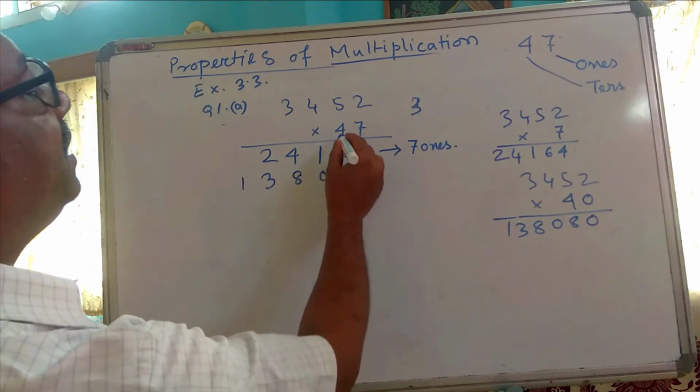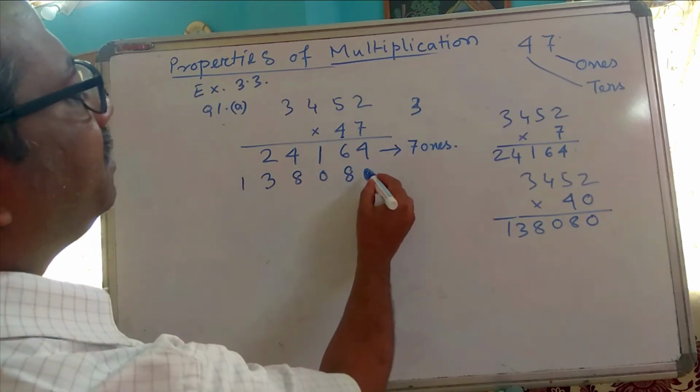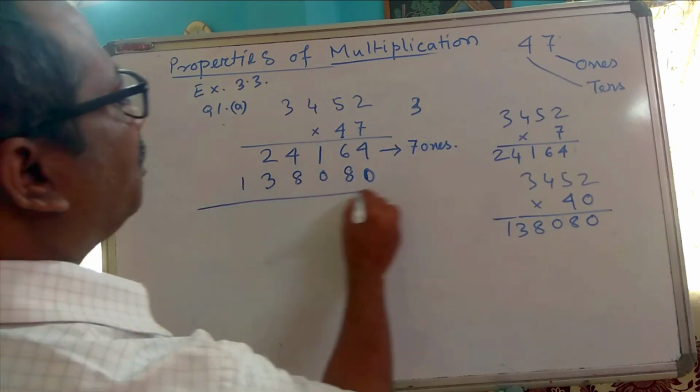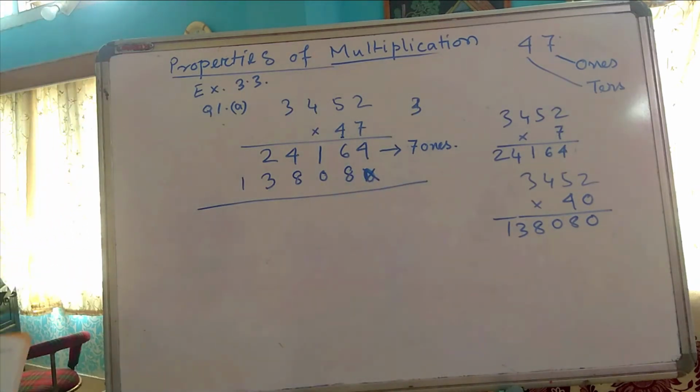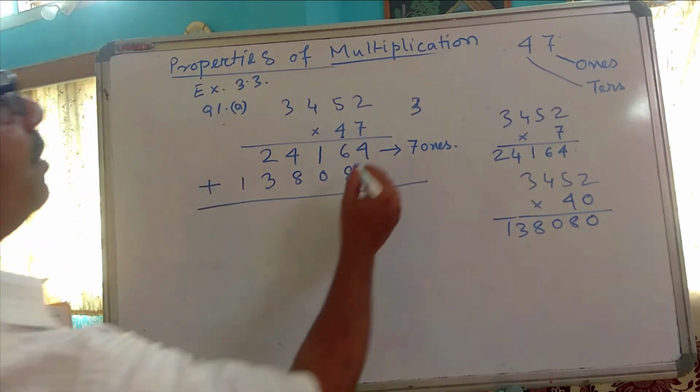Because 4 is in the tens place. From 10, the 0 comes here. Or you can simply cross this one also. So now you add it.